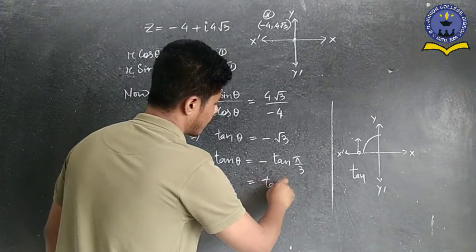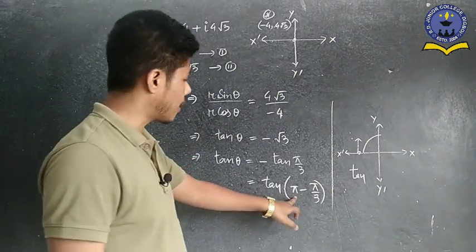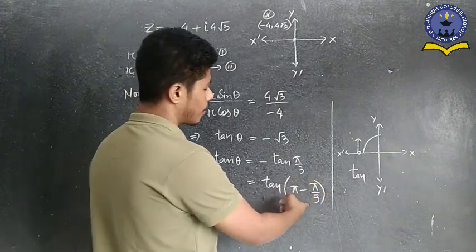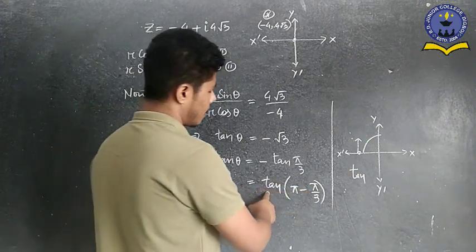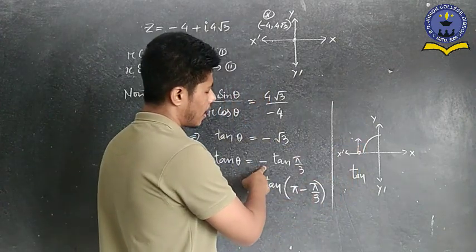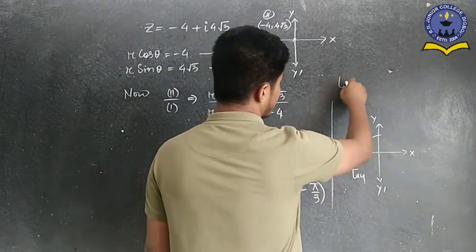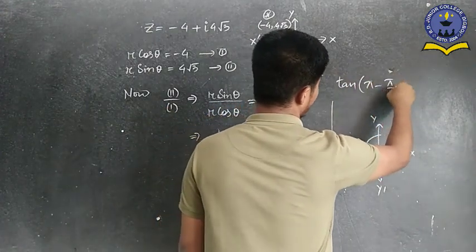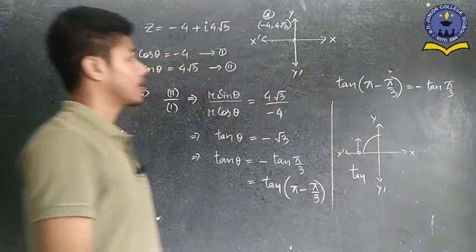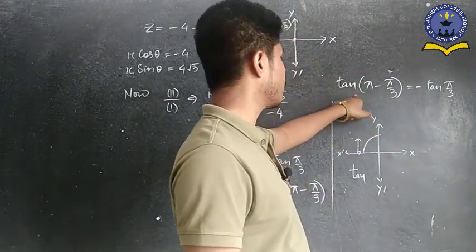In place of this one we have to write tan of pi minus pi by 3. Is it clear? So this one we write as pi minus pi by 3. Now if we calculate this, pi means a multiple of 90, 2 times 90. In pi minus theta, that means in this quadrant tan is negative, so that's why minus, and in place of this one minus pi by 3. Is it clear? So tan of pi minus pi by 3 equals minus tan pi by 3. So in place of that we can write this one also.